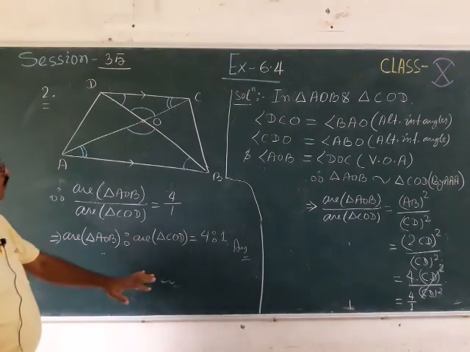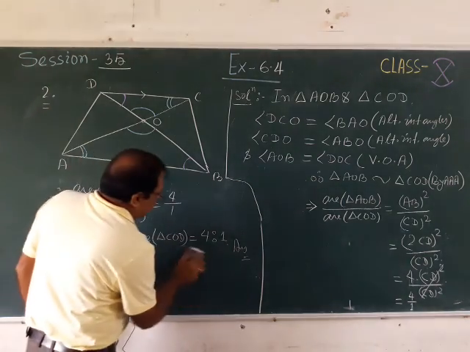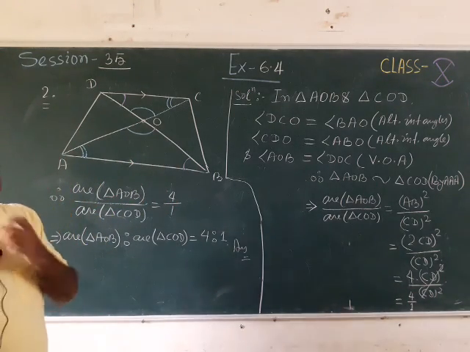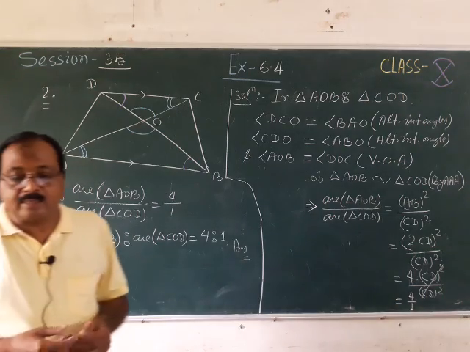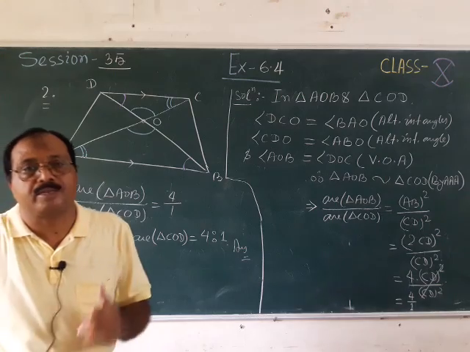So you have got the answer of this question by applying theorem number 6.6, that the ratio of the areas of two similar triangles is always equal to the ratio of the squares of their corresponding sides.